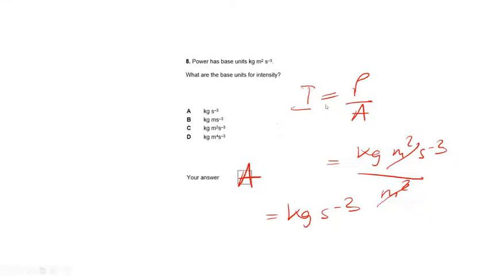Here, intensity is power divided by area. You're given that power is kilograms meters squared per seconds cubed. So when you divide power by m squared, the m squared will cancel. You're left with kilograms per seconds cubed, kg s to the minus 3.